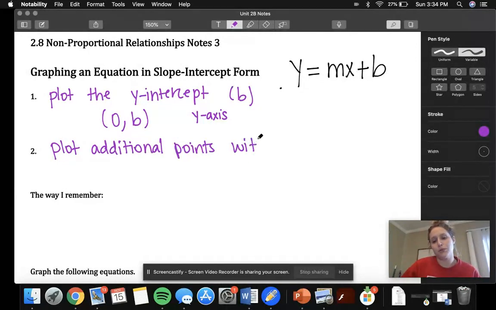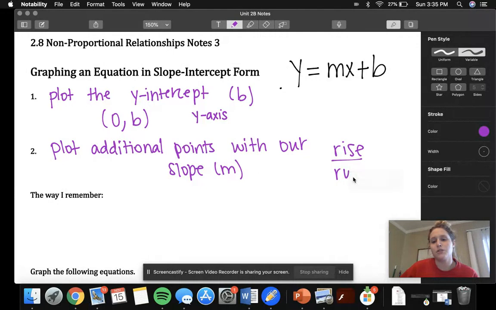After we have plotted the y-intercept, we will plot additional points with our slope, which is our m value. Again, a slope is the rise and the run of an equation. It gives us steepness, and so we can plot additional points if we know what the steepness is. So we will look at our numerator to determine the rise. We can rise up if it is a positive value, or we will drop down if it is a negative value. And if our denominator is positive, we will run to the right. If our denominator is a negative value, we will run to the left.